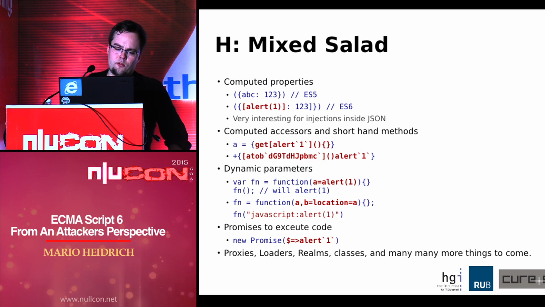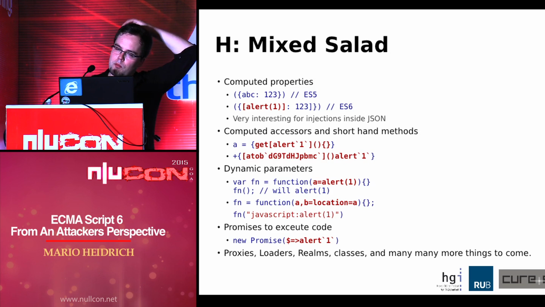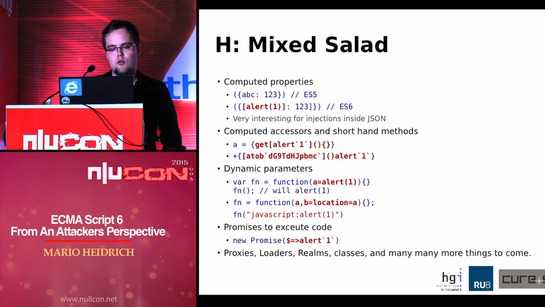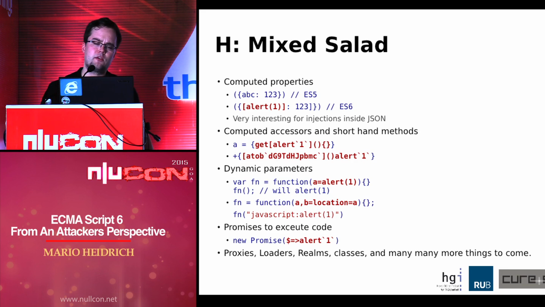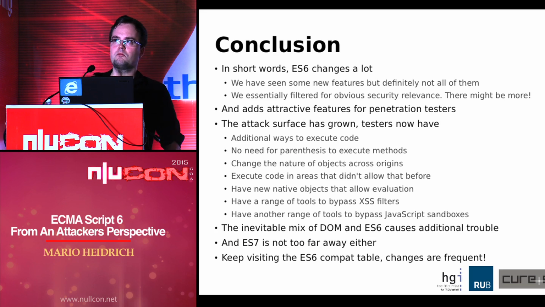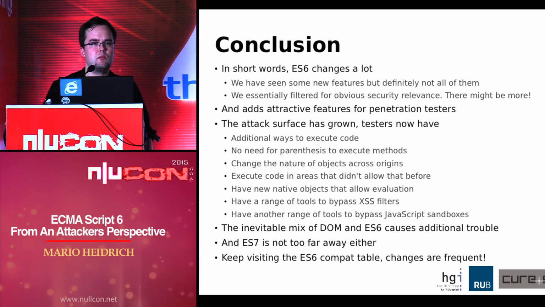And you have also, of course, the possibility to use something that is similar to the Reflect API, which are promises, and you can just take a function that is anonymous and not executed yet, and simply throw it into a promise, and that will be executed. But that is not so spectacular. And there's more to come. So we see proxies, loaders, realms, classes, and many, many more things that will be implemented in ECMAScript 6, and we don't really know yet how they're going to look.